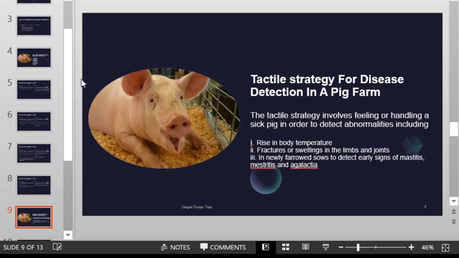Also, for newly farrowed sows, you actually want to be able to detect early cases of MMA. MMA meaning mastitis, metritis, and agalactia. So sows that are having mastitis when they just farrow, their teats typically used to be very stiff and they are not producing milk. So one of the important things when your sow farrows is you actually want to check that she's producing milk. But if you feel the teats and they're stiff and there's no colostrum coming out from the teats, then it's a sign that you need to treat for mastitis. So that's the importance of adopting the tactile strategy for disease detection in the farm.